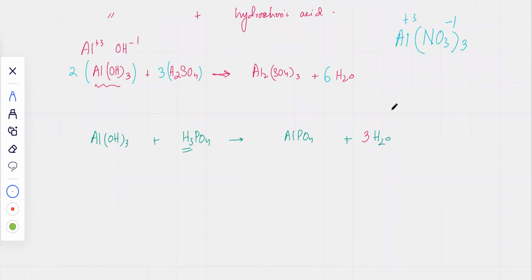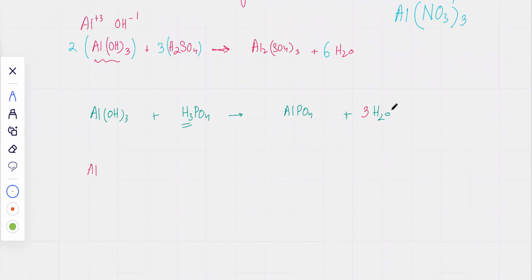Let's do this with nitric acid. I mean, we've already done this. Aluminium hydroxide. So with nitric acid, the H is going to get replaced by aluminium. So it's going to be aluminium and NO3 together. That's plus 3. This is minus 1. So the formula is going to be Al(NO3)3. Plus there is going to be H2O. And you can try and balance this one.